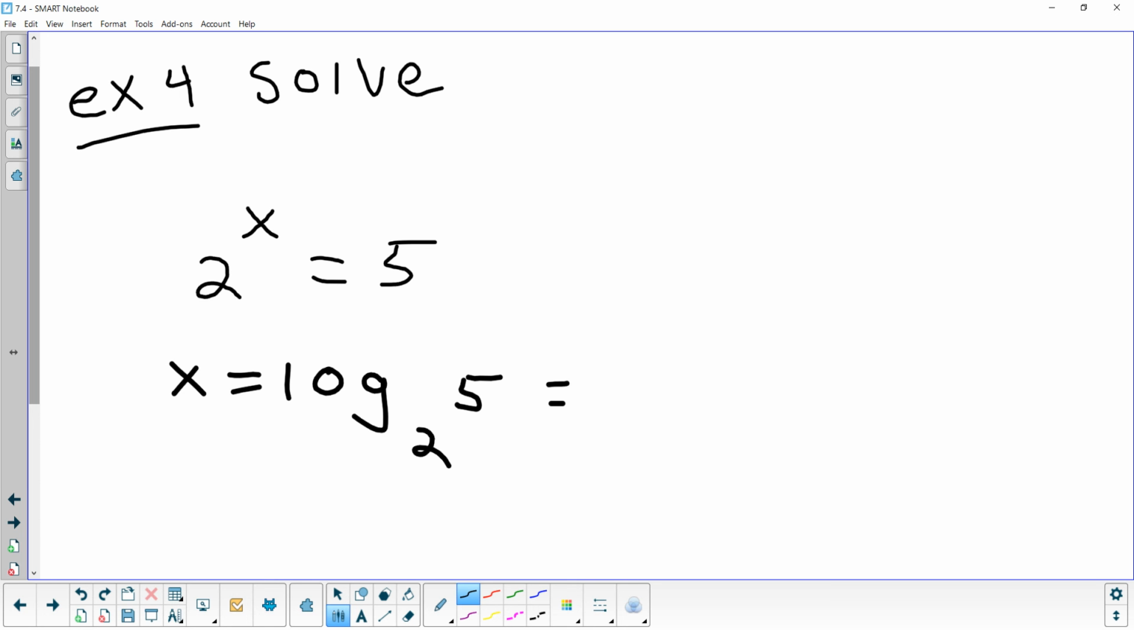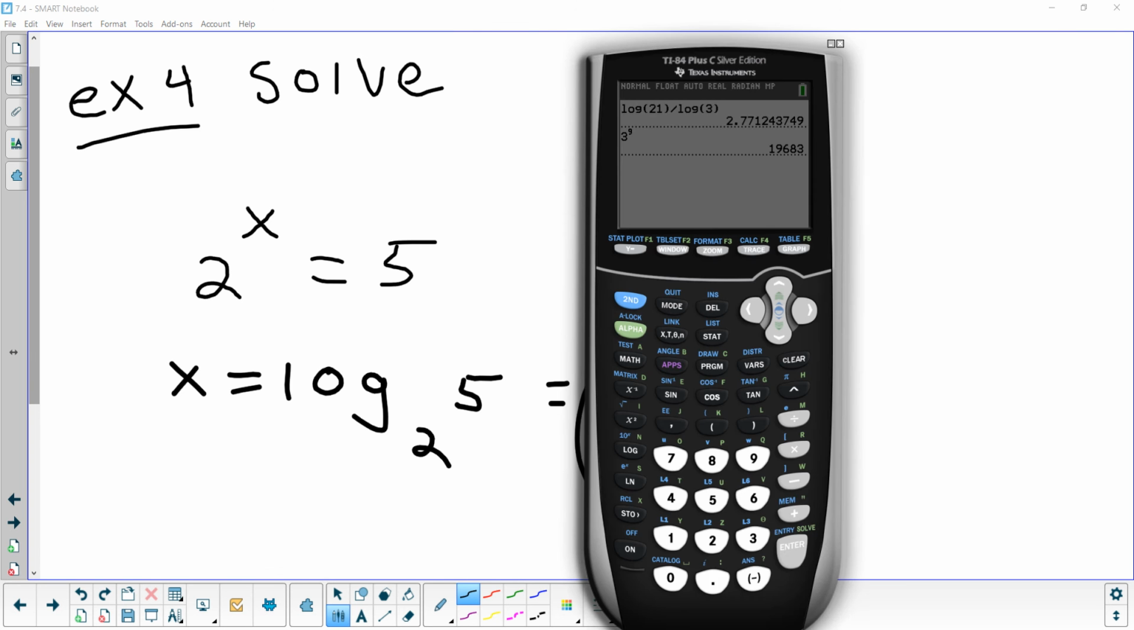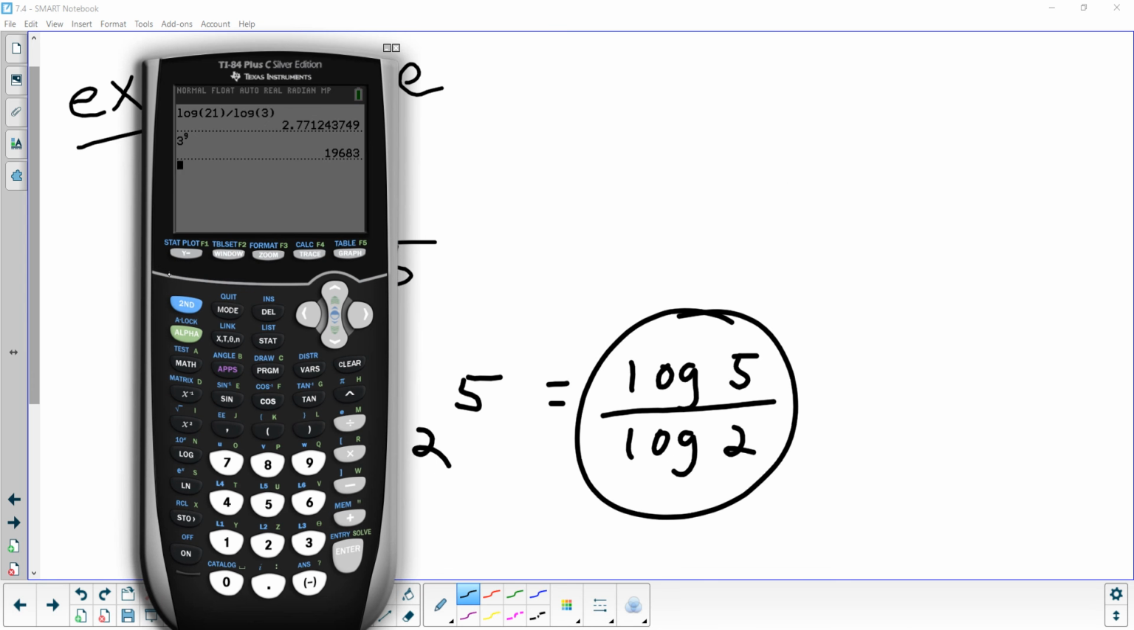Can I do base 2 on the calculator by pressing a single button? No, there is not a button for base 2. So how am I going to get that rewritten so I can type it in? Vivian? You're going to do log 5 over log 2. Perfect. Anybody remember the other way you can type it? Yeah? ln 5 over ln 2. You could do ln 5 over ln 2. Same thing.